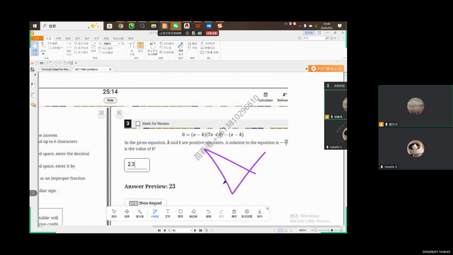K and T are positive constants. A solution to this is this. It's like the same sort of thing as when I thought it was Z and X. How am I supposed to know what the solution is? There are two different variables and barely any actual numbers, just two constants and one variable. Okay.